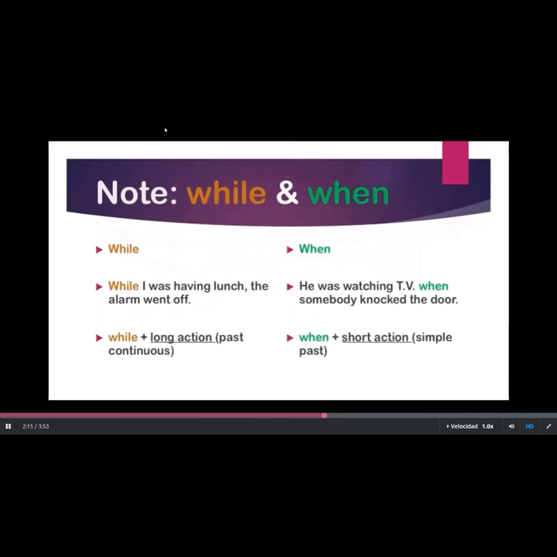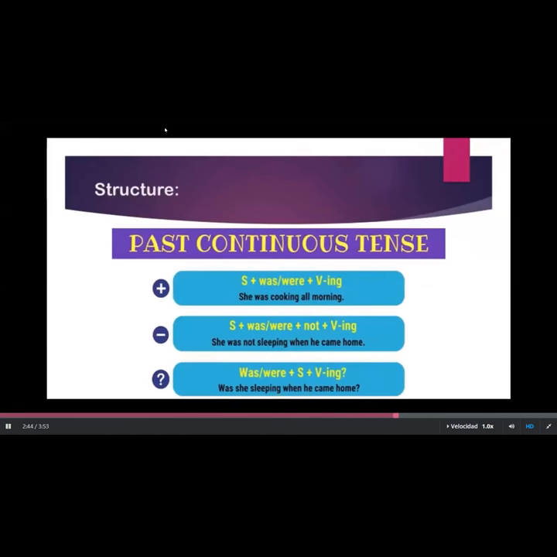Take note on the following. We have these two words, while and when. While is usually used with past continuous, and when is usually used with simple past. In other words, we use while plus long actions, past continuous, and when plus short actions, simple past. Finally, before we go on using both tenses in one sentence, I will show you the structure for past continuous. For affirmative, subject plus was, were, plus verb, ing. Negative, subject plus was, were, plus not, plus verb, ing. Questions, was, were, plus subject, plus verb, ing, plus question mark.